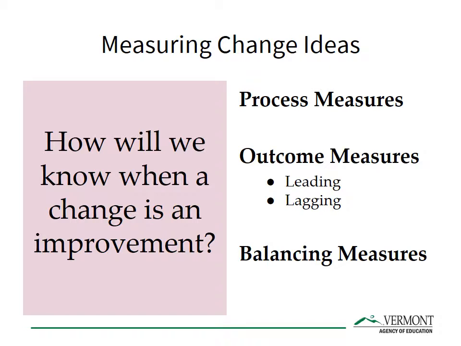Outcome measures are used to measure the intended results of a change idea. Leading outcome measures are short-term measures like formative assessments and exit tickets. Lagging outcome measures are the long-term measures or summative assessments, such as SBAC. Balancing measures measure unintended impacts of a change idea. These are the changes that you didn't intend to happen.